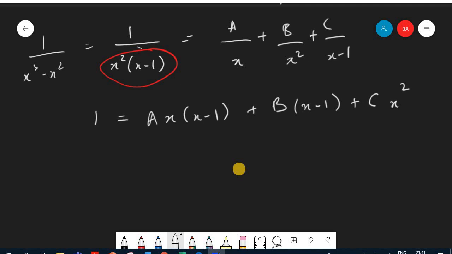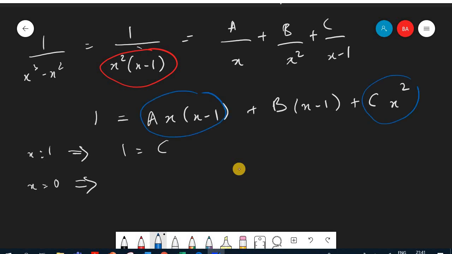What I will try to do here is solve it in a different way. If x is equal to 1, the 1 will cancel out here, and I will have c times 1 squared, so c is equal to 1. Is that easy? It is that easy. And if x is equal to 0, this will be 0, and that will be 0, and this will be 0 minus 1, which is minus b, equal to 1, so b is equal to minus 1. It's that easy.